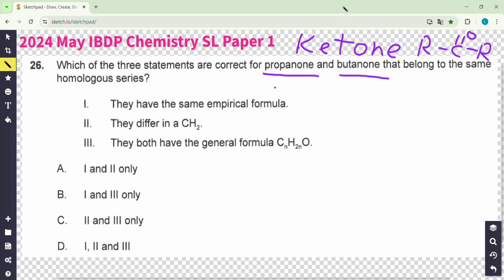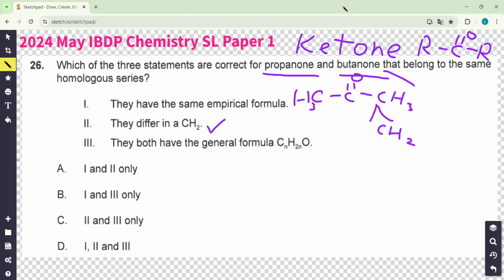Okay, so propanone, 3 carbon, so C double bond O, CH3, right? Butanone, add one more, add one more CH2 there, okay? So they differ in one CH2. Do they have the same empirical formula? No, for the butanone, add CH2 but doesn't add the O, so the ratio should be different. So different empirical formula.